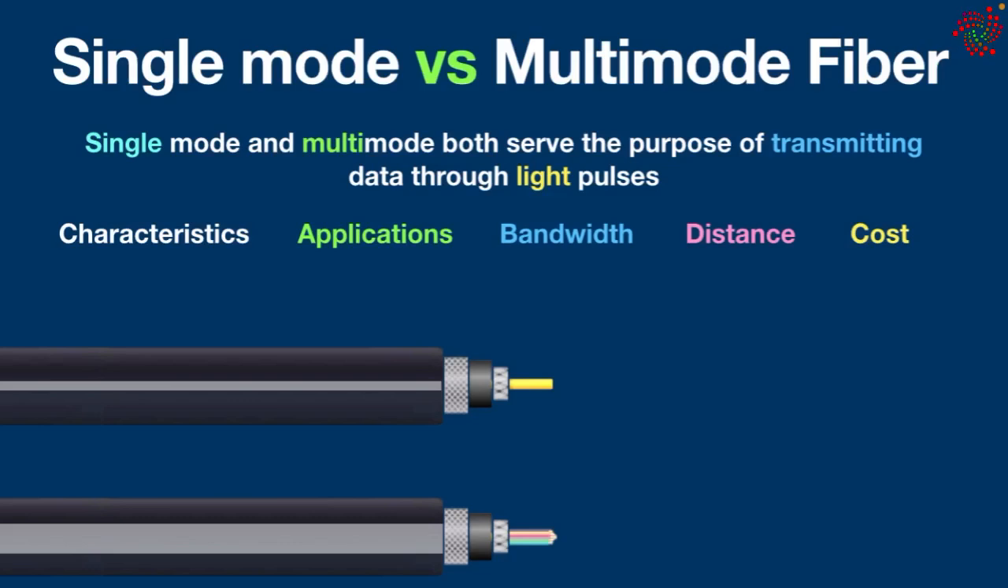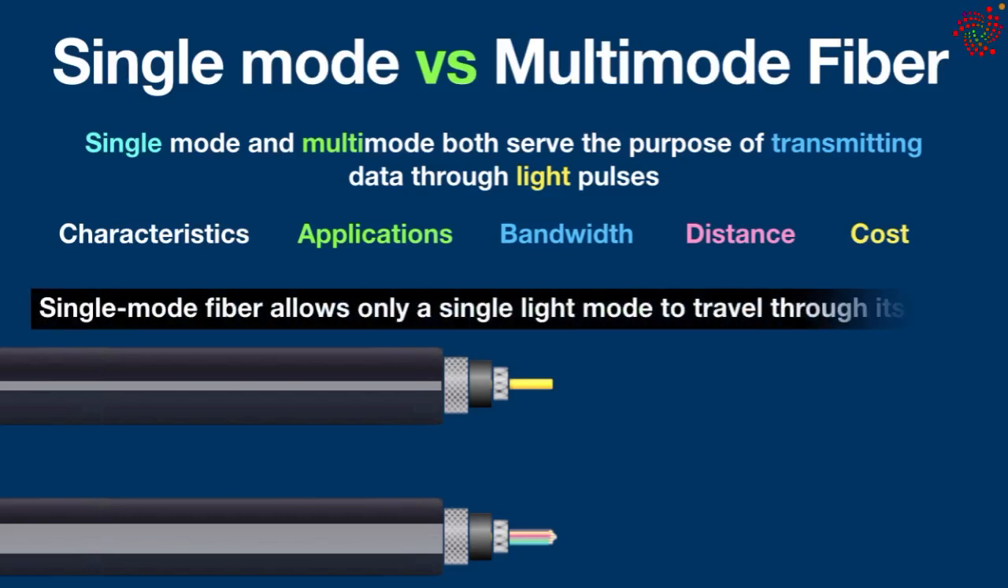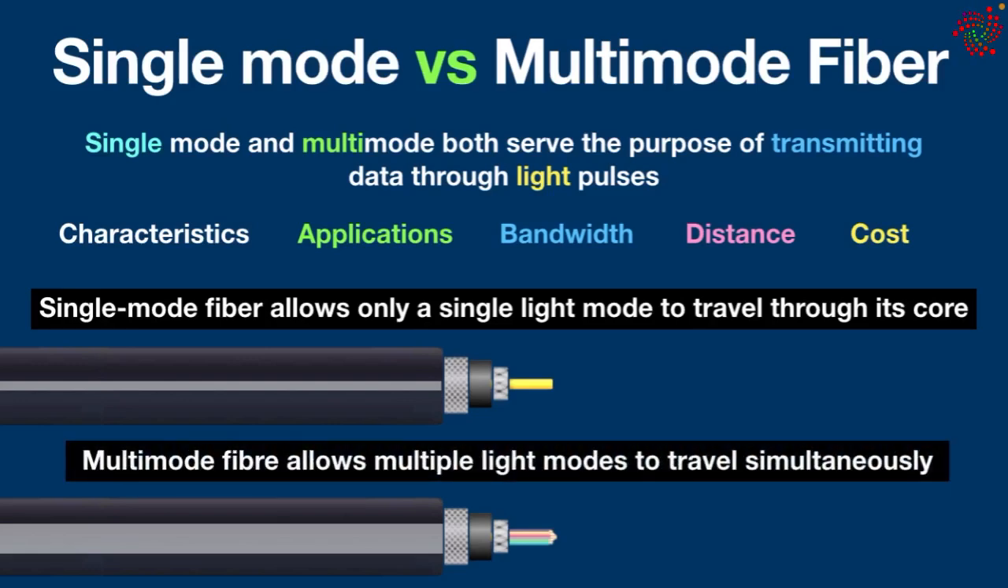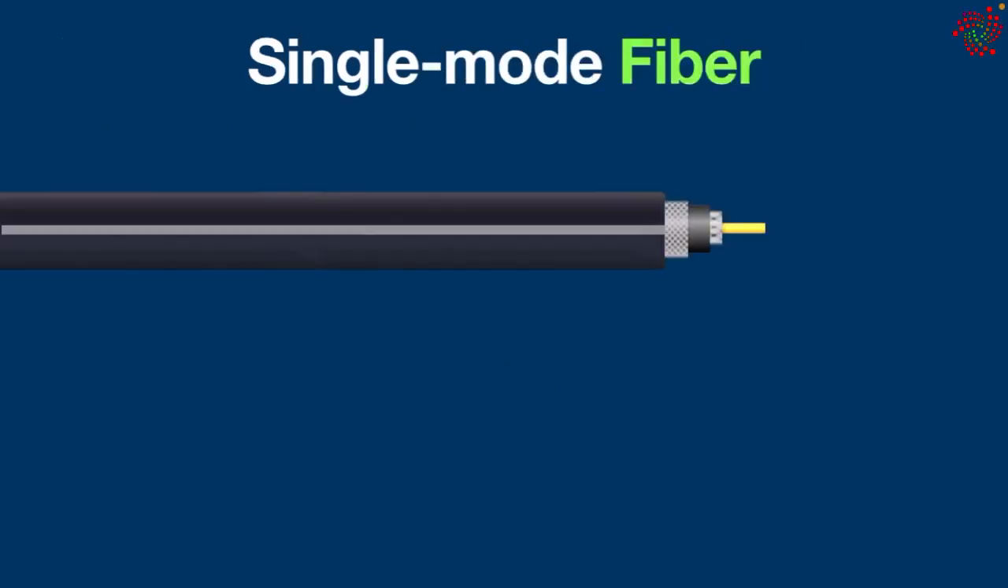The fundamental difference between single mode and multi-mode fiber optic cable lies in their core diameter. Single mode fiber allows only a single light mode to travel through its core. In contrast, multi-mode fiber has a larger core. This larger core allows multiple light modes to travel simultaneously. Now let's discuss them one by one.